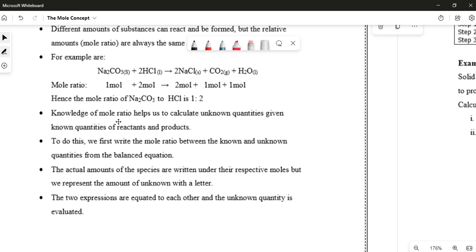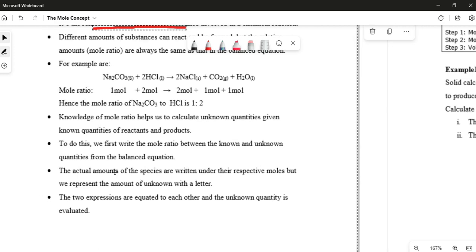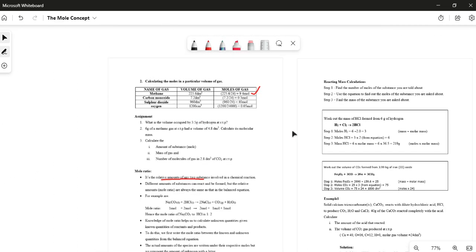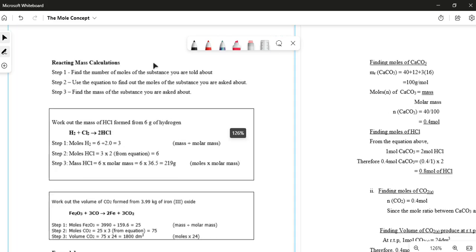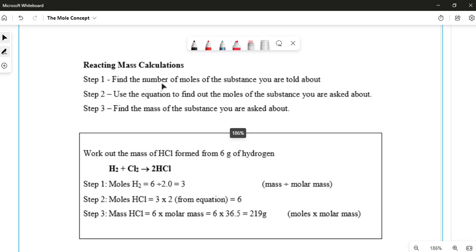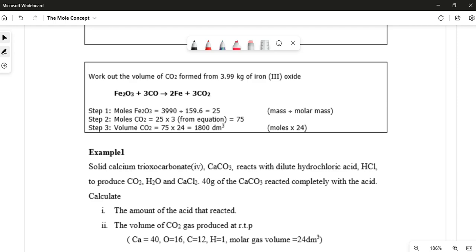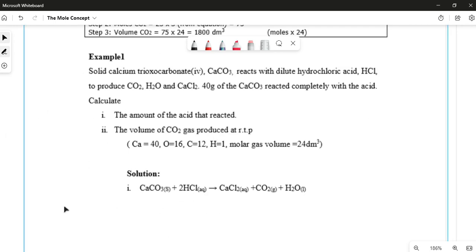Moving on. I've basically explained mole ratio, and you can pause the video and look at this as well, but it's the same thing. Moving on to mass calculations. First of all, you find the number of moles of the substance you're told about. Use the equation to find the moles of the substance, and then find the mass that you're asked for. This is easy. I think we have already talked about this. You can do this as well.